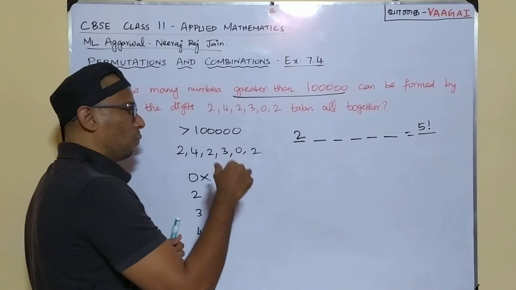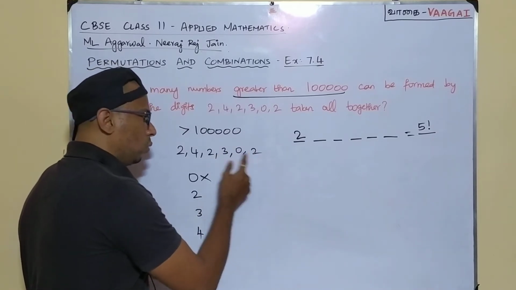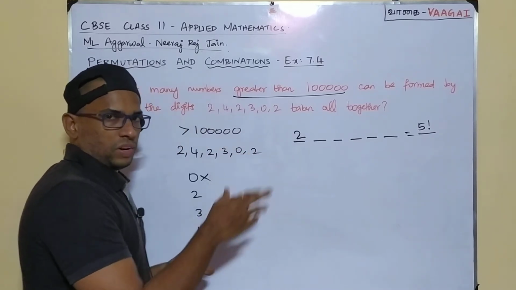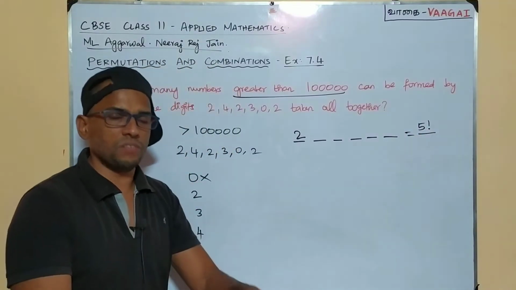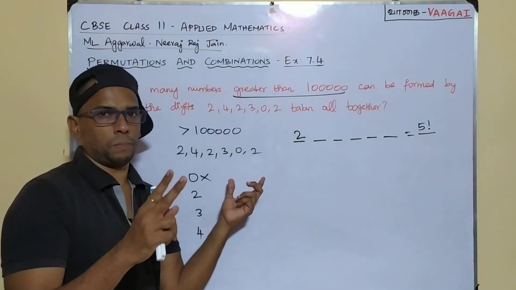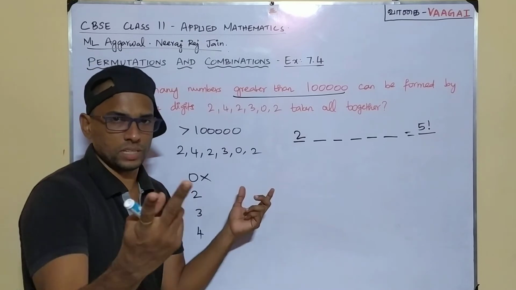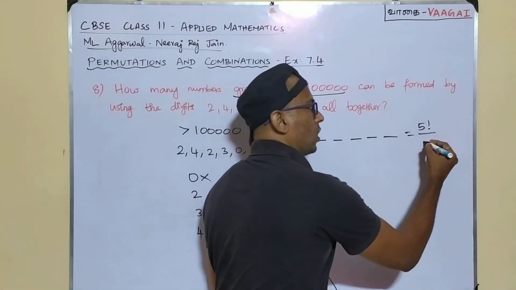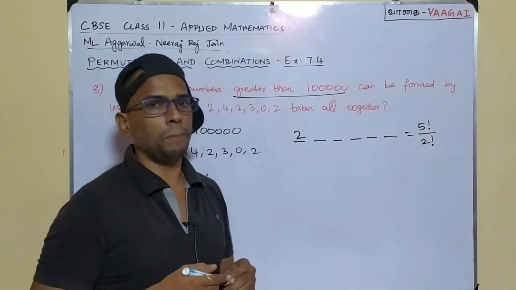So while you come to arrange 0, 2, 2, 3 and 4, totally 5 digits, 5 factorial has to be divided by the repetition. One digit is repeating twice, for which I have to divide it by 2 factorial. So 5 factorial by 2 factorial.